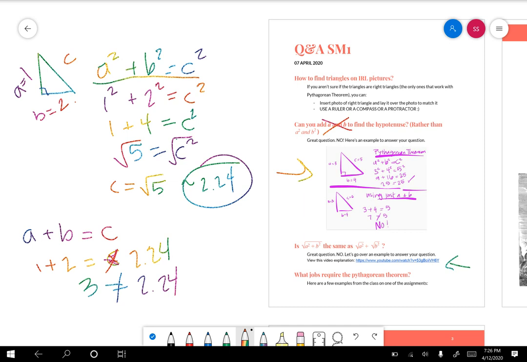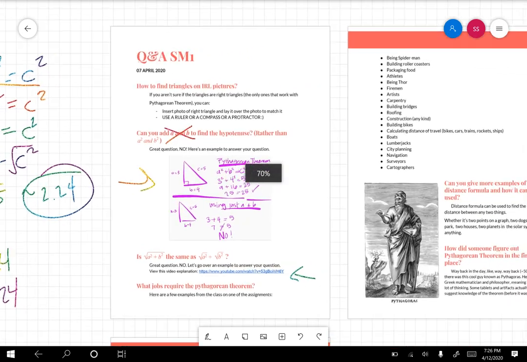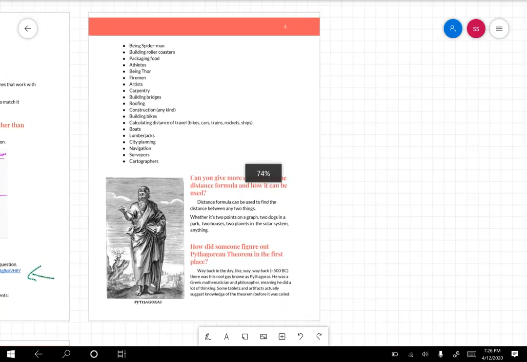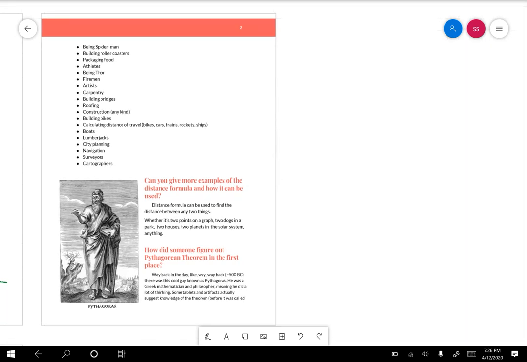Okay, next question. What jobs require the Pythagorean theorem? So on one of our assignments the other week, you guys actually came up with different ideas on how we could use the Pythagorean theorem in real life. So I just went through and took a few of the examples that you guys gave. Obviously, this list is not totally inclusive. There are so many different jobs where we can use the Pythagorean theorem or distance formula. But there's a list for you in case you need specific examples.